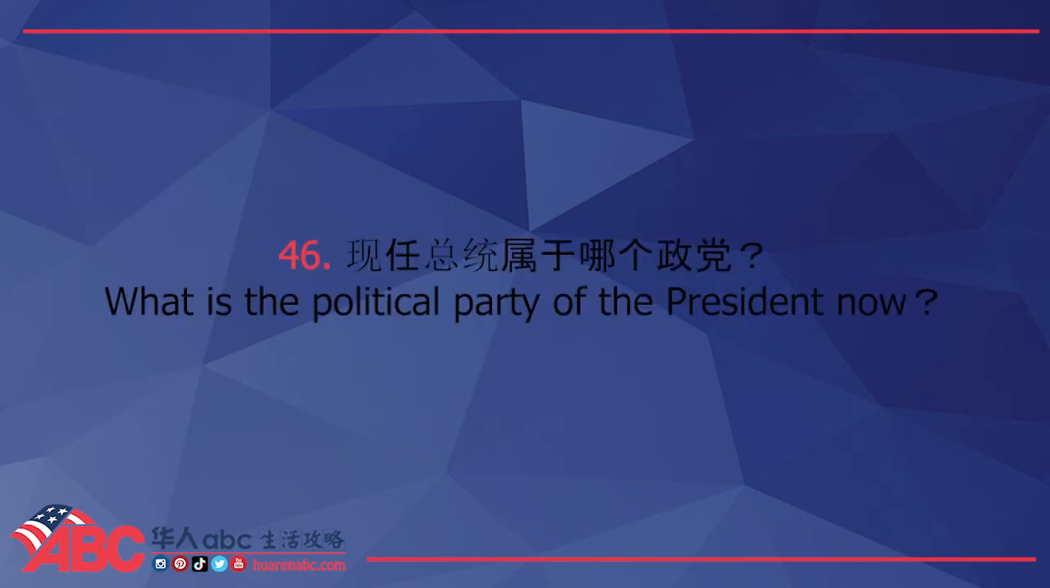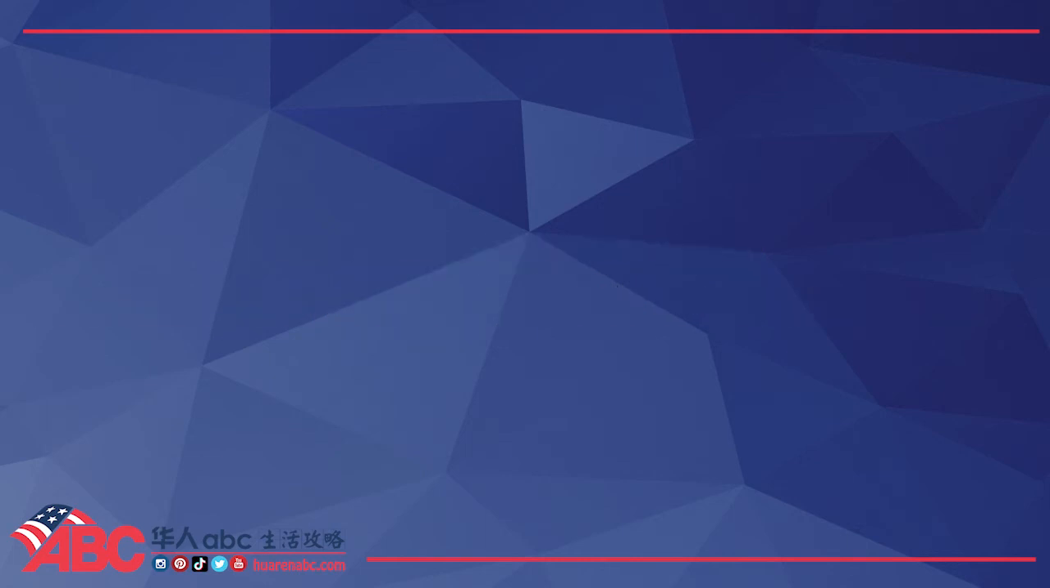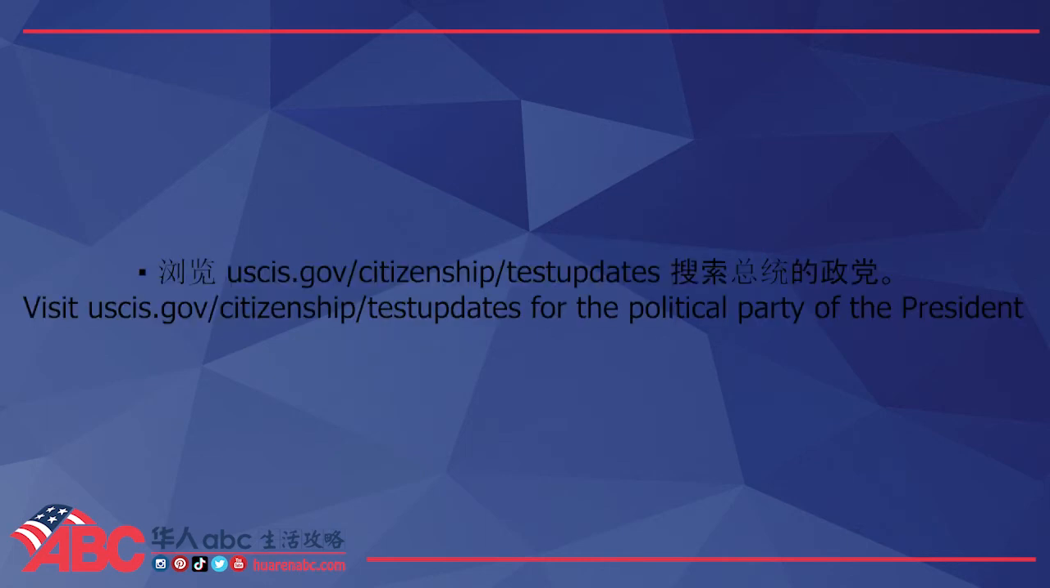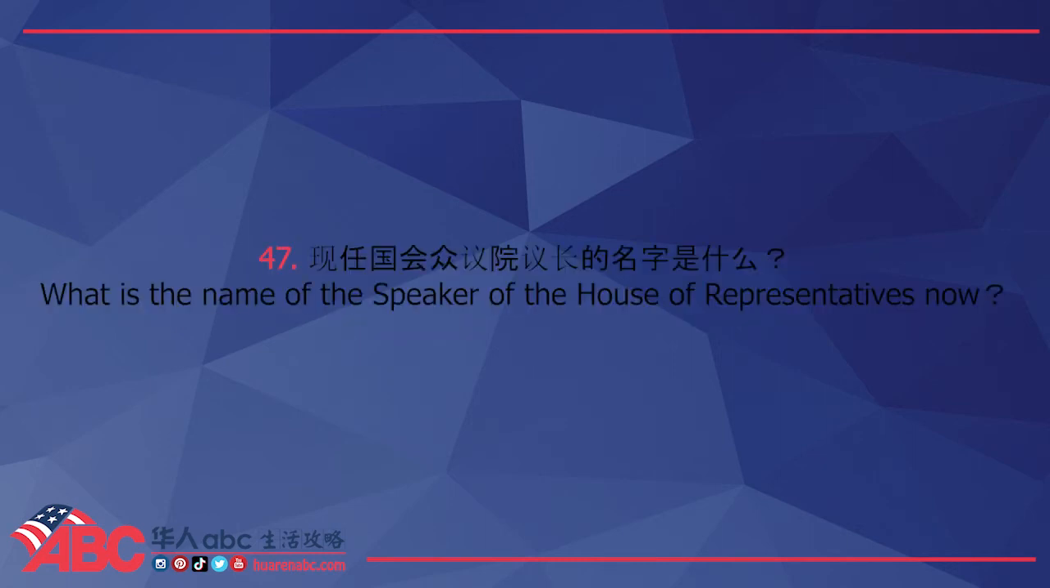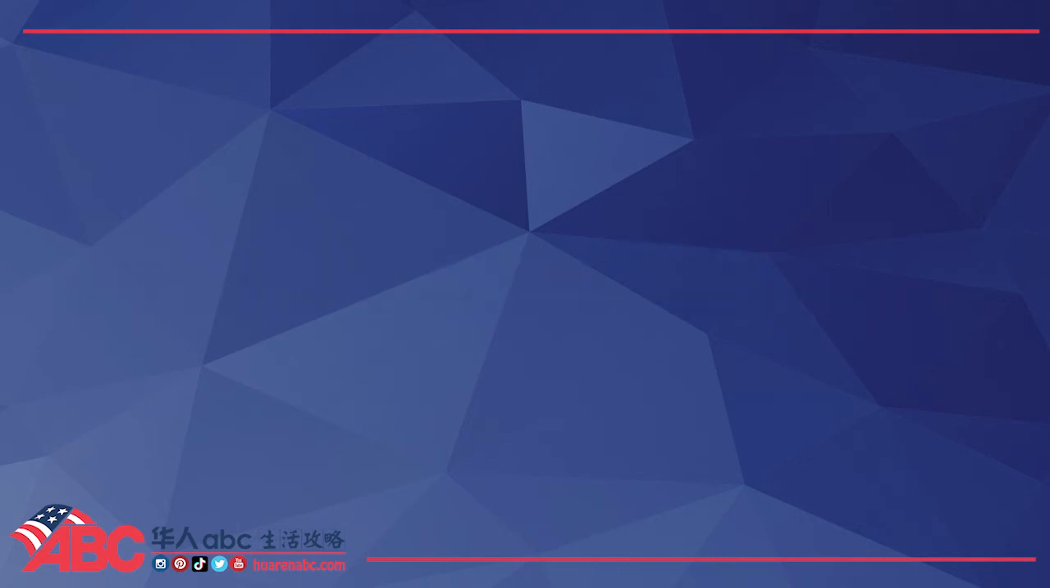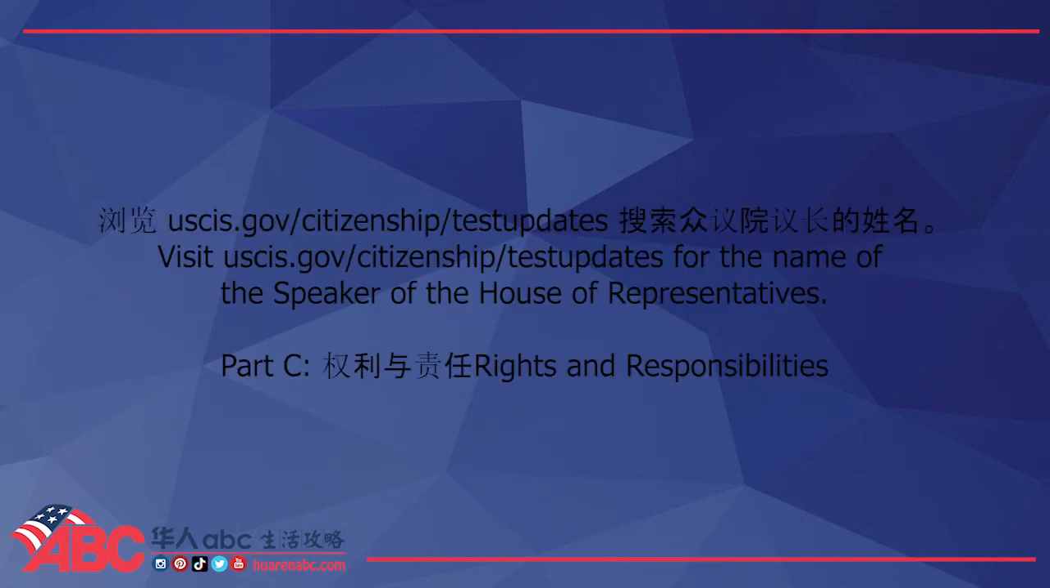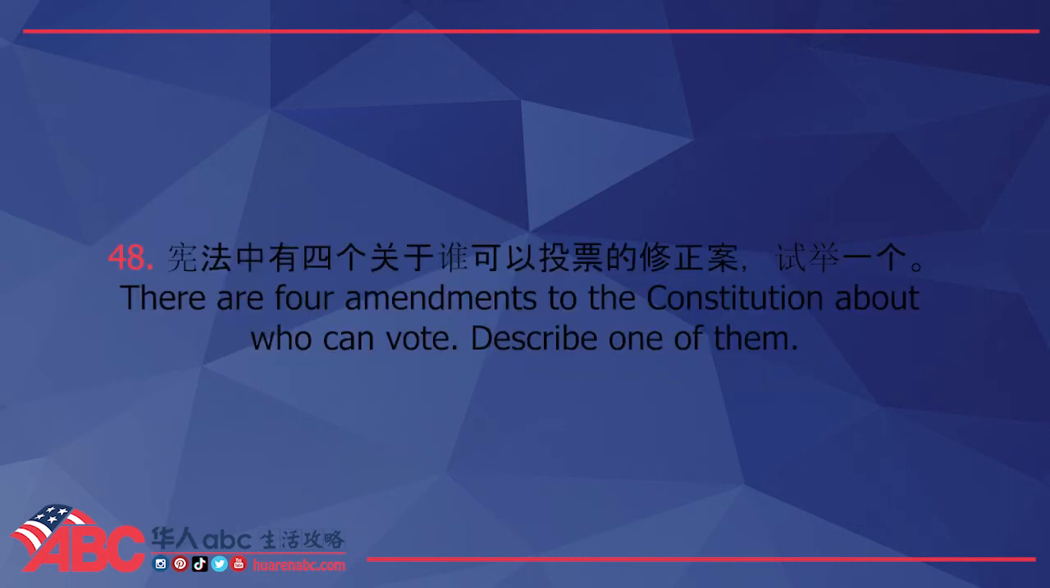What is the political party of the president now? Visit uscis.gov/citizenship/test updates for the political party of the president. What is the name of the Speaker of the House of Representatives now? Visit uscis.gov/citizenship/test updates for the name of the Speaker of the House of Representatives. There are 4 amendments to the Constitution about who can vote. Describe one of them.